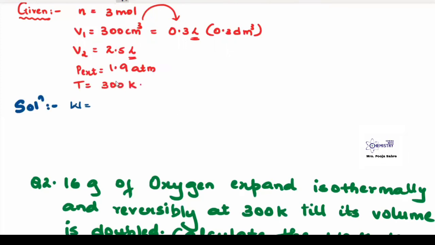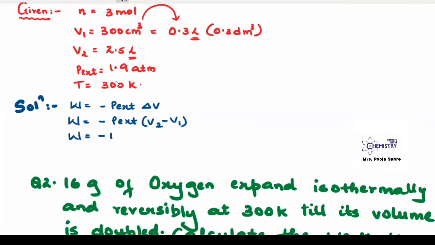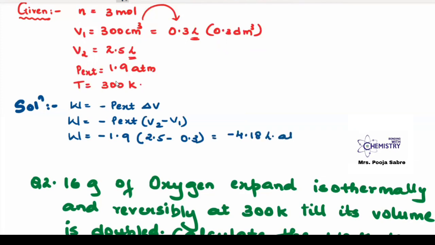The formula is W equal to minus P external delta V, which can also be written as W equal to minus P external (V2 minus V1). W is equal to minus P external, which is 1.9, times V2, which is 2.5, minus 0.3. So we get the answer minus 4.18 liter atmosphere. Okay, so this is the answer for work done in liter atmosphere.